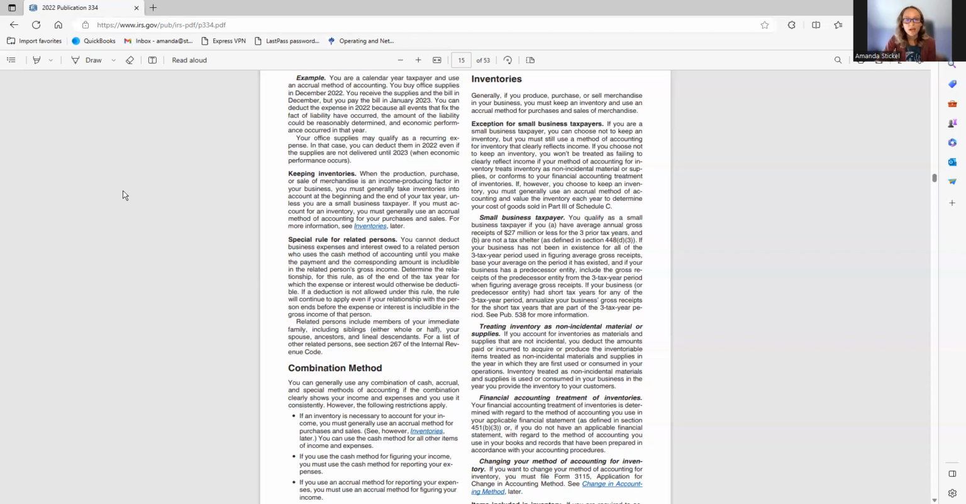Special rule for related persons. You cannot deduct business expenses and interest owed to a related person who uses the cash method of accounting until you make the payment and the corresponding amount is includable in the related person's gross income. Determine the relationship for this rule as of the end of the tax year for which the expense or interest would otherwise be deductible. If a deduction is not allowed under this rule, the rule will continue to apply even if your relationship with the person ends before the expense or interest is includable in the gross income of that person. Related persons include members of your immediate family, including siblings, either whole or half, your spouse, ancestors, or lineal descendants.